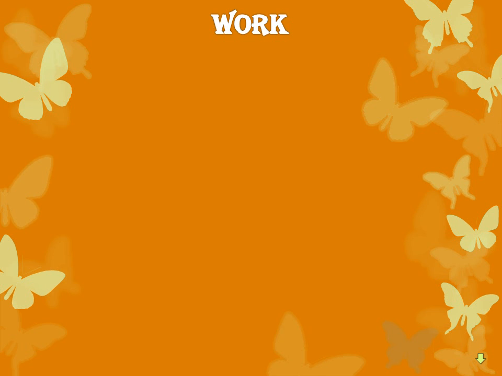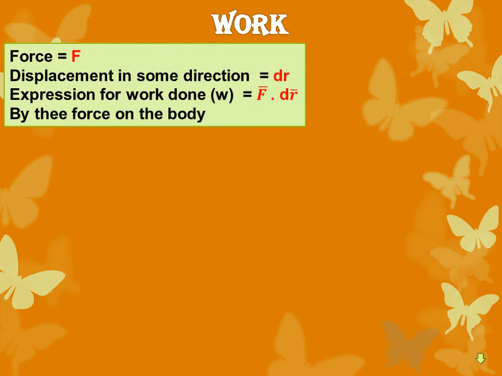done when a force moves its point of application along the direction of its line of action. So here F is referred to as the force which is applied to do the work, and dr represents the displacement in some direction. We will accept the work only if there is a displacement. An expression for the work done W by the force on the body is F vector dot dr vector.